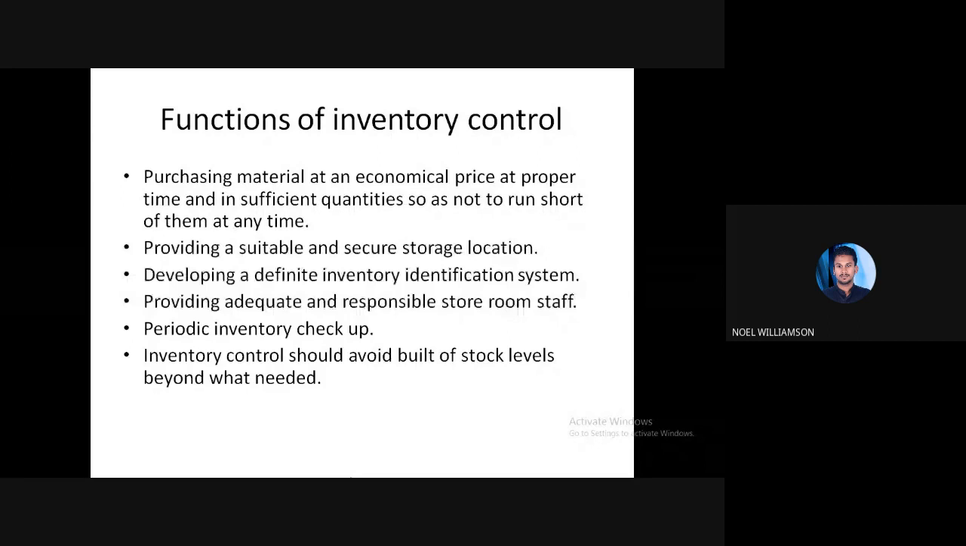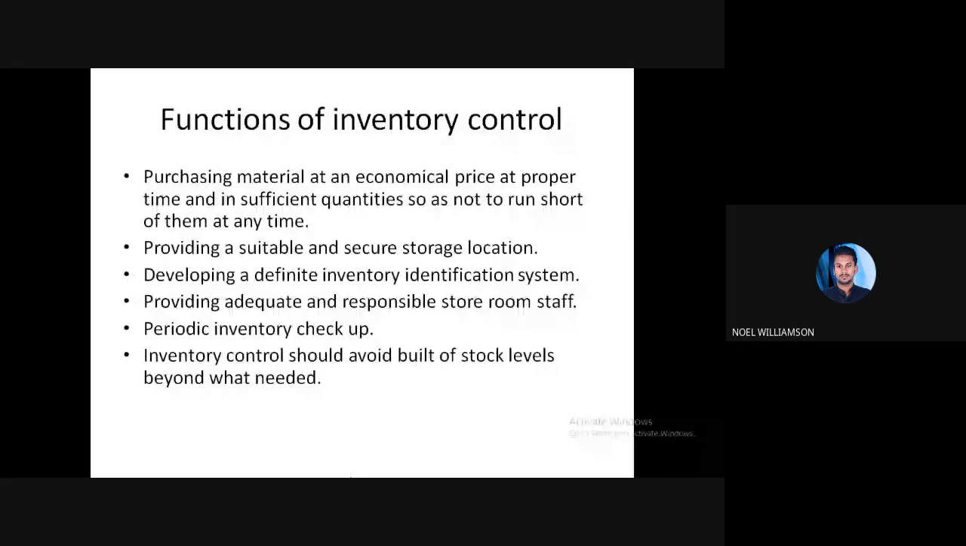Next, inventory checkup. There is a periodic inventory checkup. So when the inventory level goes below the limit, then they should produce more in order to keep the inventory level within the limit. Or if the inventory level goes beyond the limit, then we have to reduce the production rate, like that. Then inventory control should avoid built up stock levels beyond what is needed.